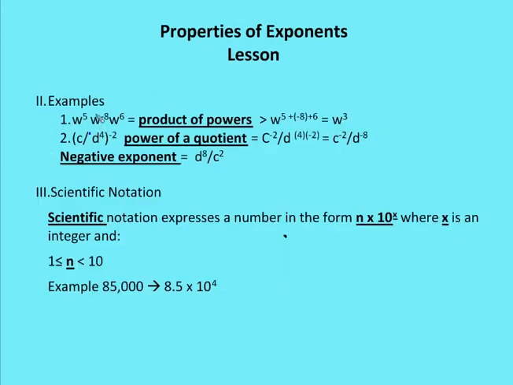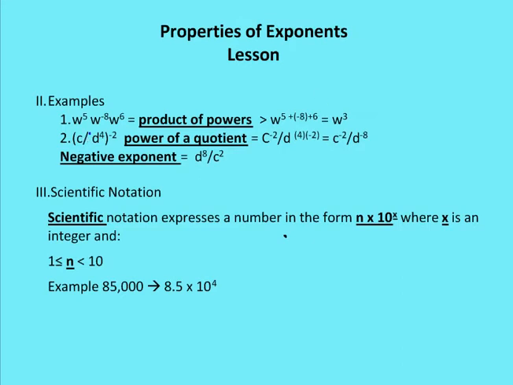So in this case, we have w to the 5th, w to the negative 8th, w to the 6th. We're going to add 5, negative 8, and 6 together, and we end up with w to the 3rd. So we're using the product of the powers to simplify w to the 5th times w to the negative 8th times w to the 6th. We end up with w to the 3rd.